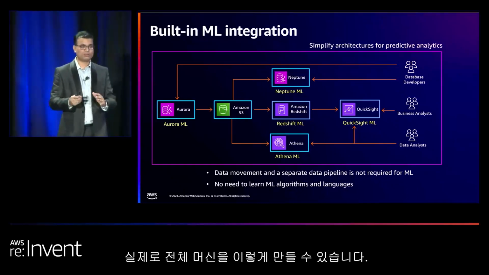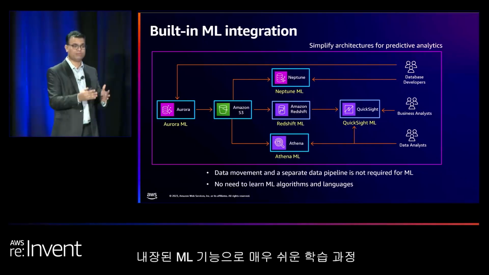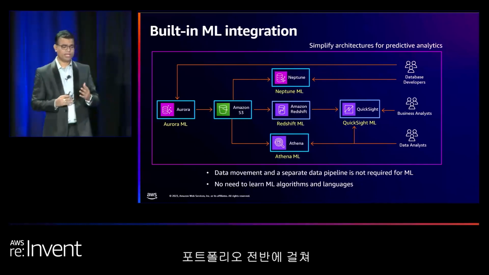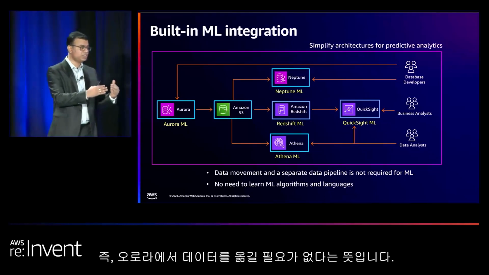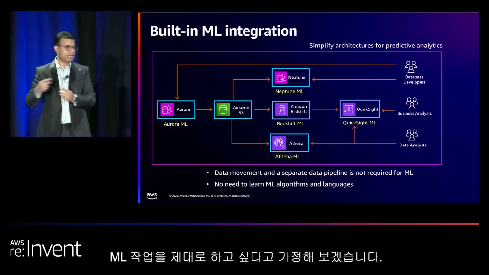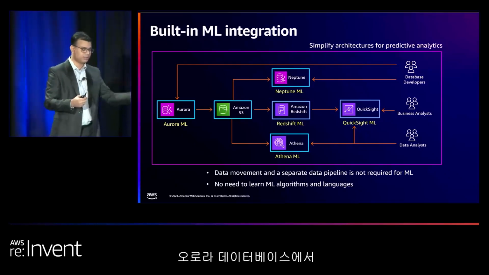So this is how you can make your whole machine learning process very easy by inbuilt ML capabilities across the portfolio. And you also notice, right, because now the ML has come to the source, it means you don't have to move the data from Aurora to an ML stage environment anymore. Let's say if you want to do some ML things right from the Aurora database.